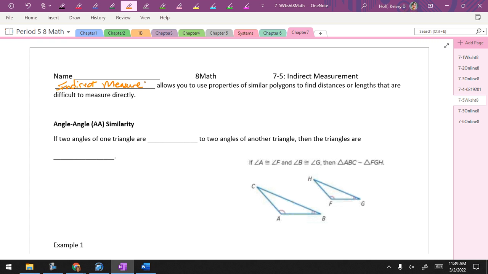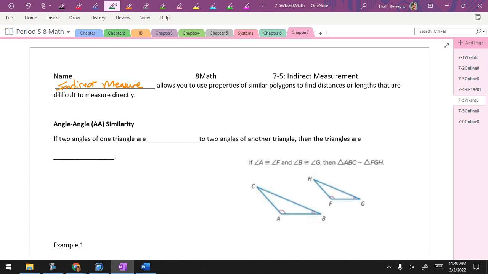But today we're going to talk about how, through indirect measure, not going directly to it but through another channel, we're going to be able to figure out how tall that football goalpost is. So all of this depends on angle-angle similarity. We talked about similarity last week, and so we need to expand on that further. We would always say, oh, they're similar, they're the same shape. Well, today we're going to talk specifically about triangles.